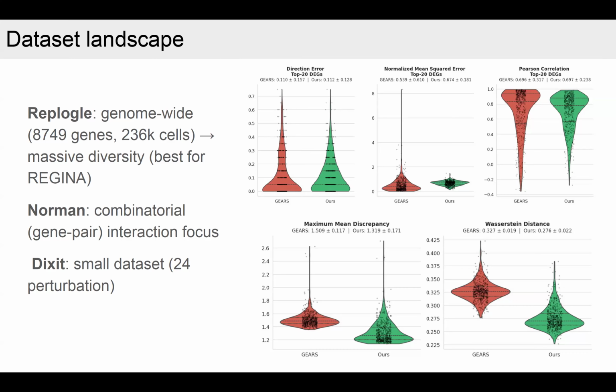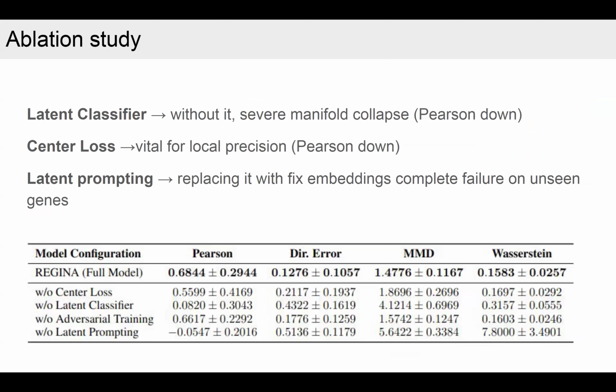And here we can see some results. It is on the Replogle data set. We can see that the Pearson correlation is really comparable with the state-of-the-art GEARS model, and in the Wasserstein distance, our results are actually better than GEARS, which is, as I mentioned, the state-of-the-art model. So these are really good results, I would say.